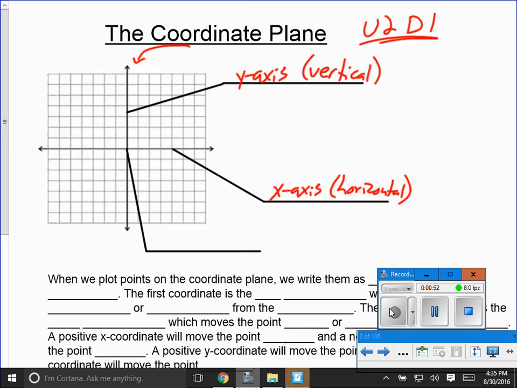So the idea behind using the coordinate plane is that we can describe any point in that plane using a location based off the x-axis and the y-axis. So how far we go along that x-axis, left and right, how far we go along that y-axis, up and down. As a starting point, we use this point right here in the middle, which is called the origin.